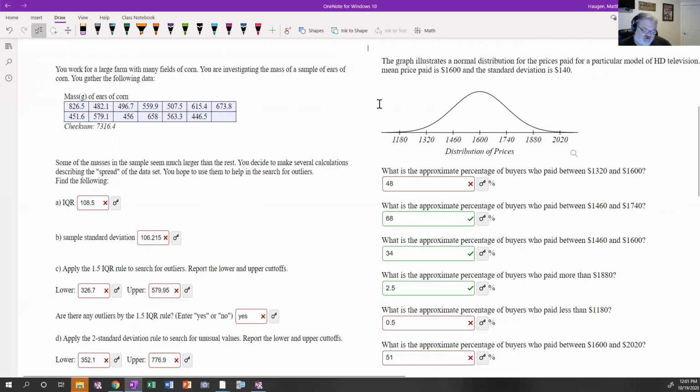We prepped this question a fair amount. We did a couple of them together because it can be a little bit tough. One of the things that we focused on is turning this into a nice diagram with those empirical rule percentages on it. So you could have done this with the straight empirical rule, the 68%, 95%, and 99.7%.